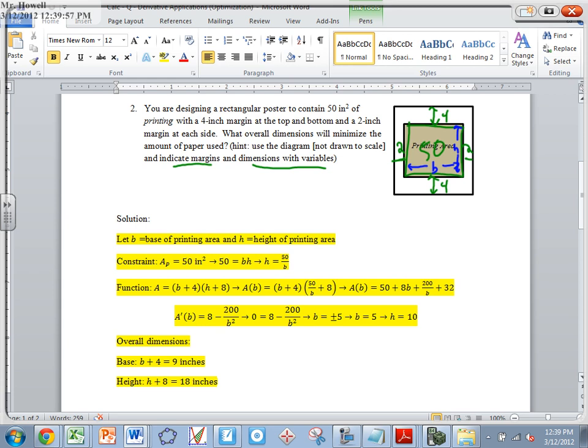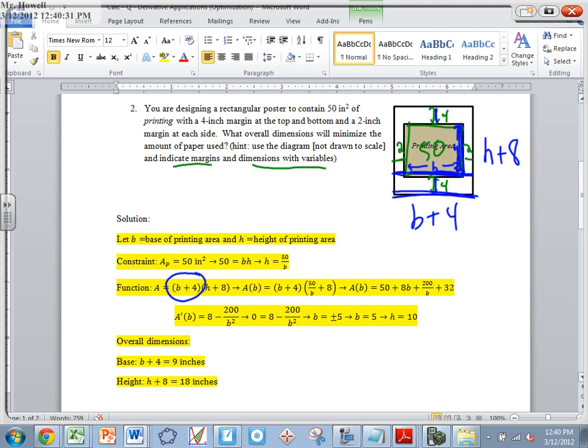So if this is B, what is this full length? B plus what? 4. Be careful: 2 on this side, 2 on this side. Remember, this is B, this is another 2, this is another 2, so it's B plus 4. What is the height going to be? H plus 8. Why is it 8? Because you have 4 up top and 4 inches down below, and this is H, so the actual height is H plus 8.